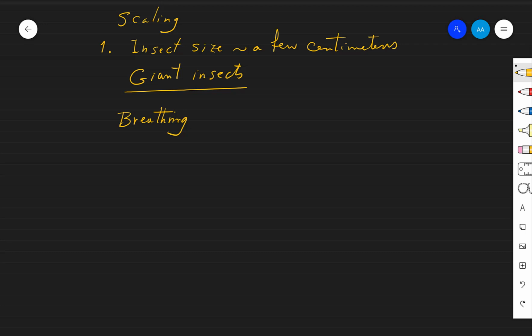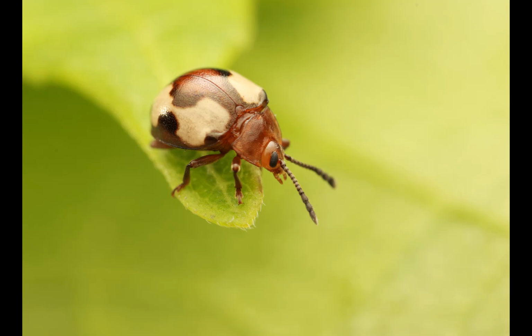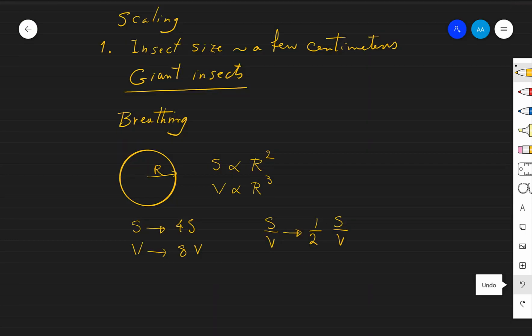As a model, let's consider the shape of an insect to be a sphere of radius r. Then its surface is proportional to r to the power 2, and its volume is proportional to r to the power 3. As r scales by 2, S scales by a factor of 4, and V scales by a factor of 8, and the ratio of surface to volume scales by 1/2. Then the area of its skin becomes 4 times larger, so it can absorb more oxygen, up to 4 times more.